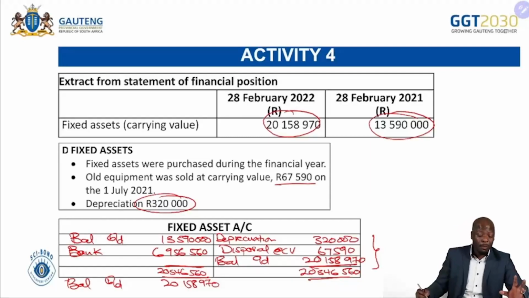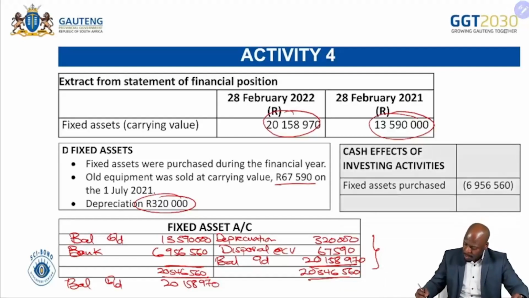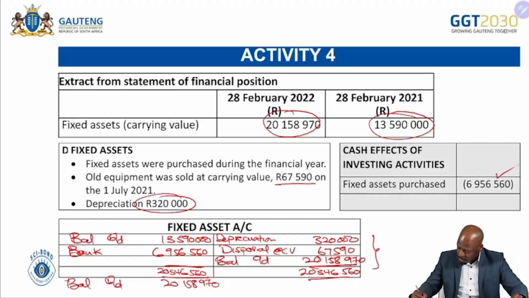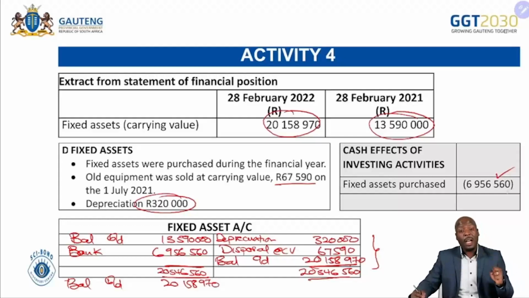I know some of you also know how to do the note number 3 calculation in this regard. Okay, so here it is, fixed assets purchased, 6,956,560. Of course, you're going to bring your fixed deposits matured and aspects like that. I just wanted to extract from the Gauteng prelim aspects that I know might be of challenge.